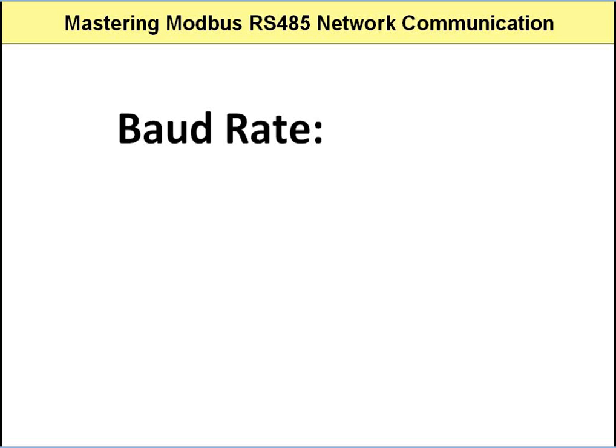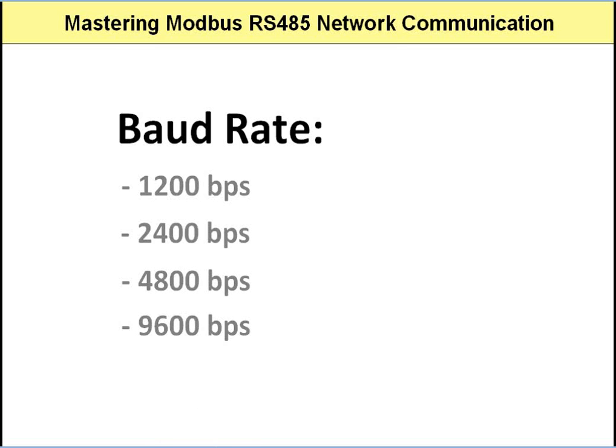Baud rate settings will look something like this: 1200 bits per second, 2400, 4800, 9600, 19,200 bits per second. A very popular one that's used is 9600 bits per second. It's a typical rate. In fact, most devices will default to this particular baud rate. So baud rate is the rate at which data is transferred on the RS485 network. If devices on the network have different baud rates, they can't communicate with one another. If you're using 9600 bits per second, use it all through on every device.